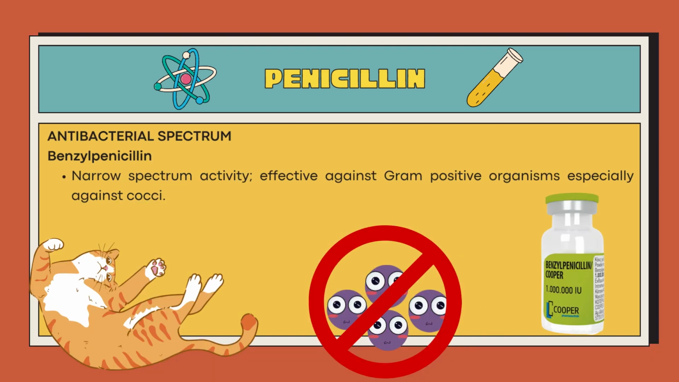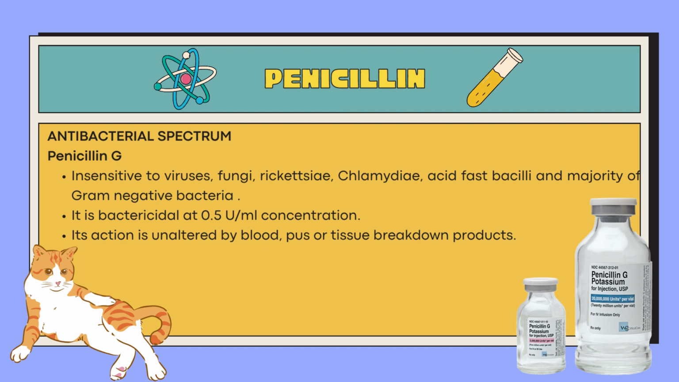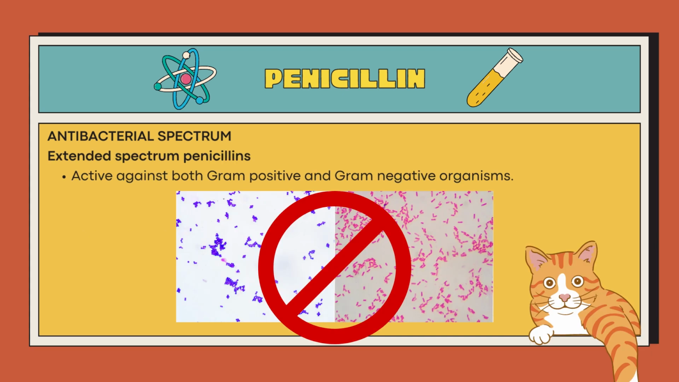Benzylpenicillin has a narrow spectrum of activity, effective against gram-positive organisms, especially against cocci, but not against gram-negative organisms, except a few. In general, viruses, fungi, rickettsia, chlamydia, acid-fast bacilli, and the majority of gram-negative bacteria are insensitive to penicillin G. It is bactericidal at 0.5 units per ml concentration. Its action is unaltered by blood, pus, or tissue breakdown products. The extended spectrum penicillins are active against gram-positive and gram-negative organisms.